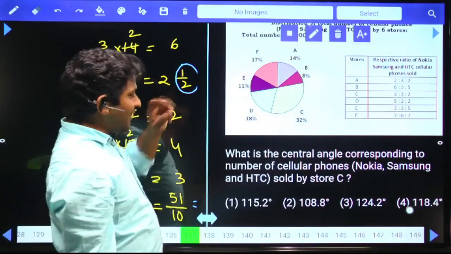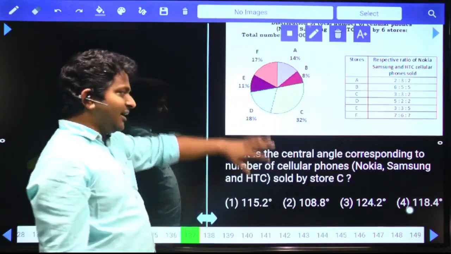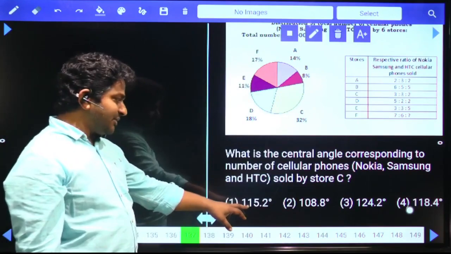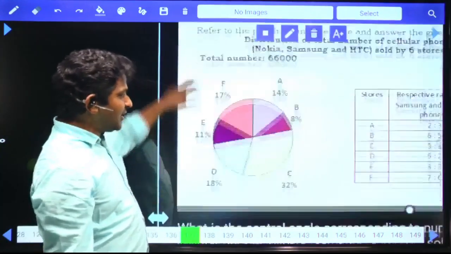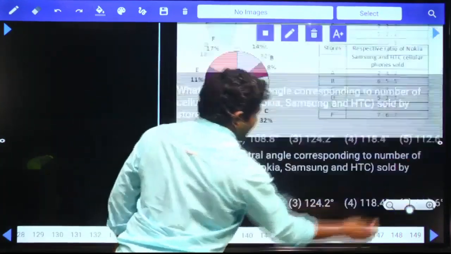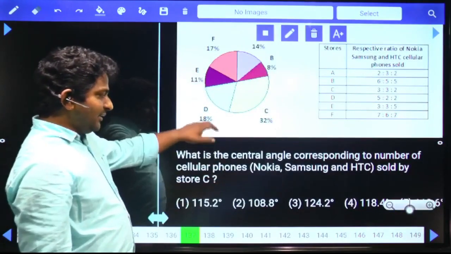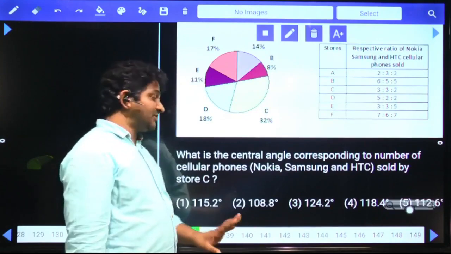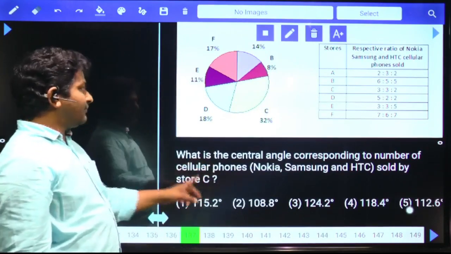Central angle. Whenever we have a question based on central angle, I told you to verify the 9 multiplication rule. First option is a 9 multiple. That may be your answer. Hold it. Second option is not a 9 multiple. Third option is also a 9 multiple. Multiple options are there. Let's see, for which one? For store C.